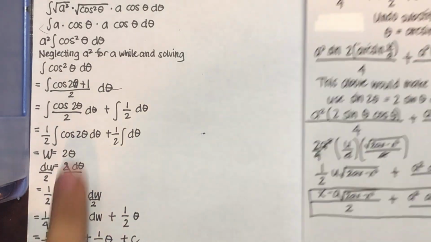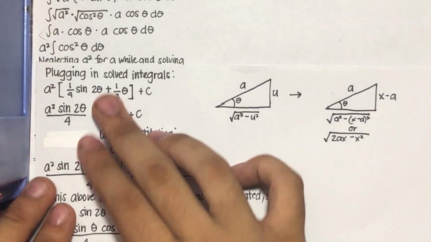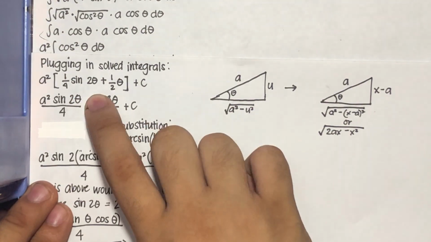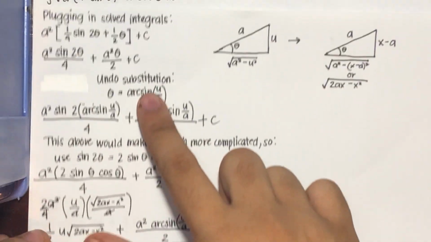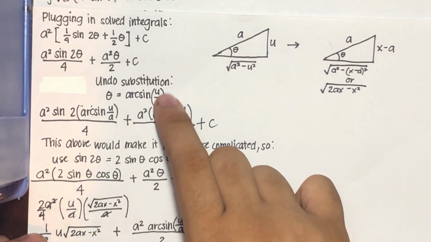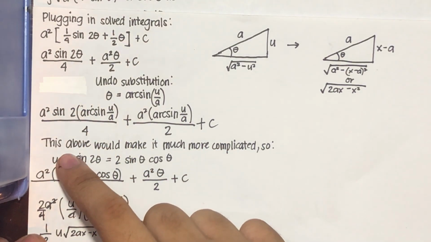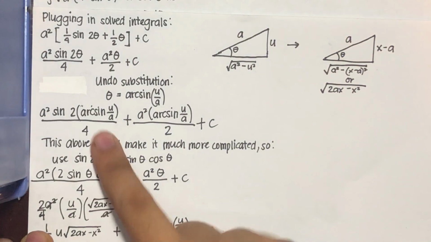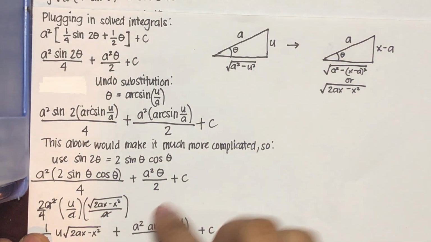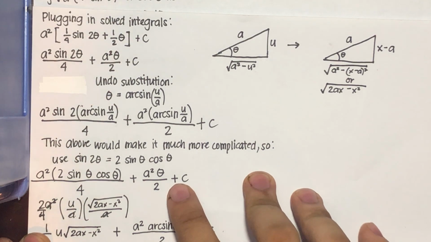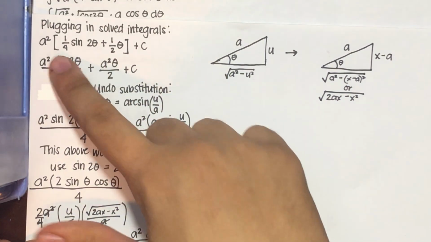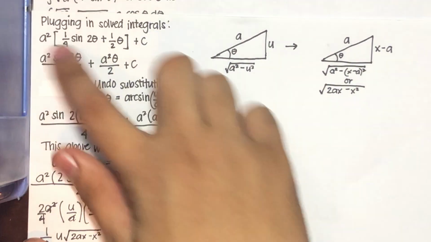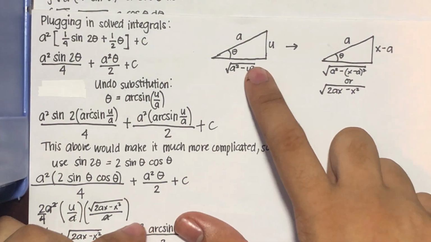So we plugged in this integrand because a while ago we have a squared cos squared theta d theta. So if we plug in that, it would give us this part. If we undo substitution directly, that would make solving this even harder. So it would just be simpler later on if we use an identity. But before that, we designate the values for the right triangle right here.